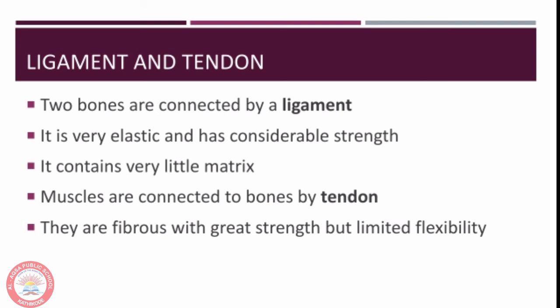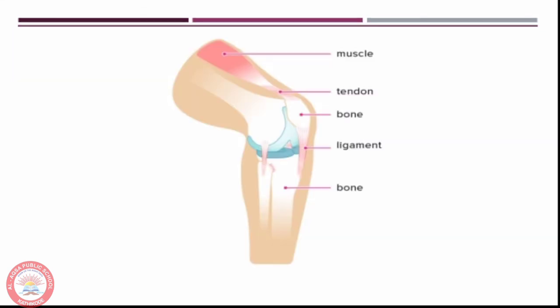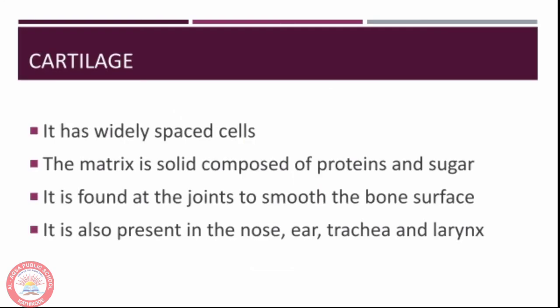Another type of connective tissue is the tendon. It is the tissue that connects muscles to the bones. They are fibrous in nature and have great strength but less flexibility. In this picture, you can locate the ligament which connects two bones and the tendon which connects a muscle to the bone. The next type of connective tissue is the cartilage.